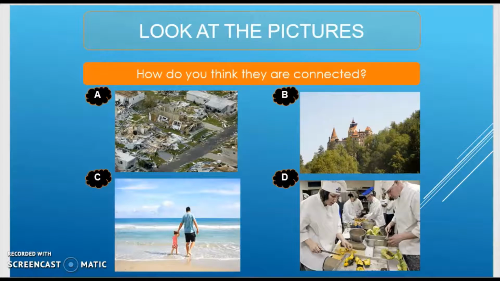Okay, so first I want you to look at the pictures, and talk to your partner, answering the question: how do you think they are connected? If you're on your own, then just think about that and write down some key words. So what do you see in the pictures? What those four pictures have in common is that they are all linked to types of tourism.